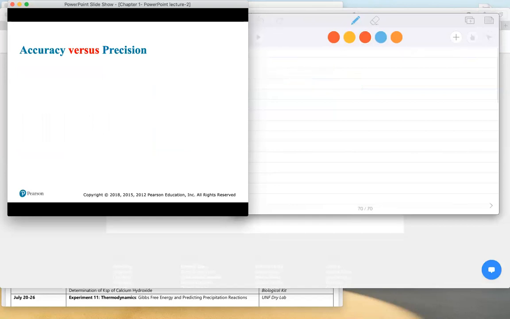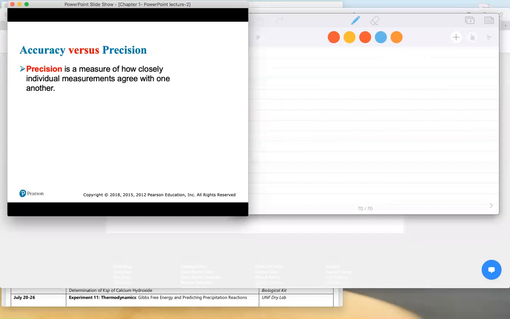Now, with respect to measurement, there are two terms which you need to differentiate. With respect to measurement in the lab, there are the terms accuracy and precision. Precision is a measure of how close individual measurements are to one another. How precise, or how close to one another. It may not be accurate.